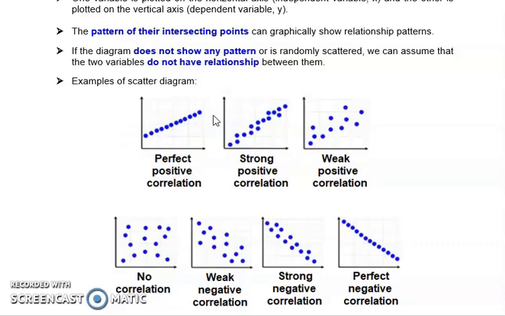Okay, how about the strength? Either strong, weak, or moderate. Like this is perfect. You look at the data points. If the data points fall closely among themselves, we can say that it has a strong positive correlation. However, if we have something like this, we can see that the data points fall slightly far from each other, so we can say that it has a weak positive correlation.